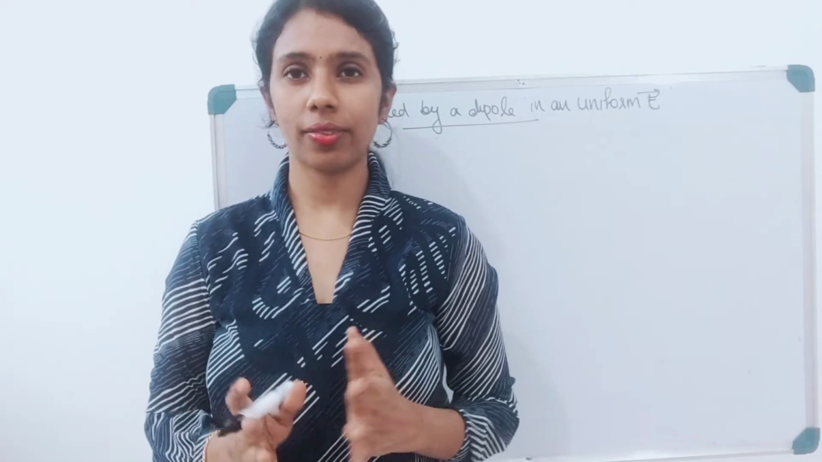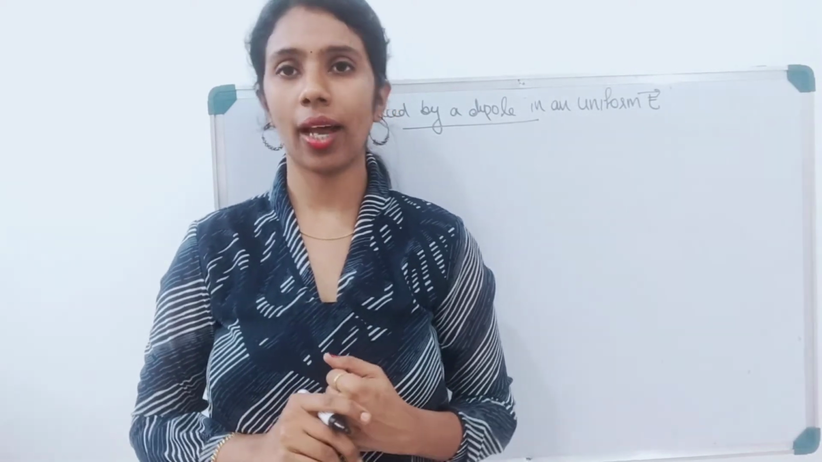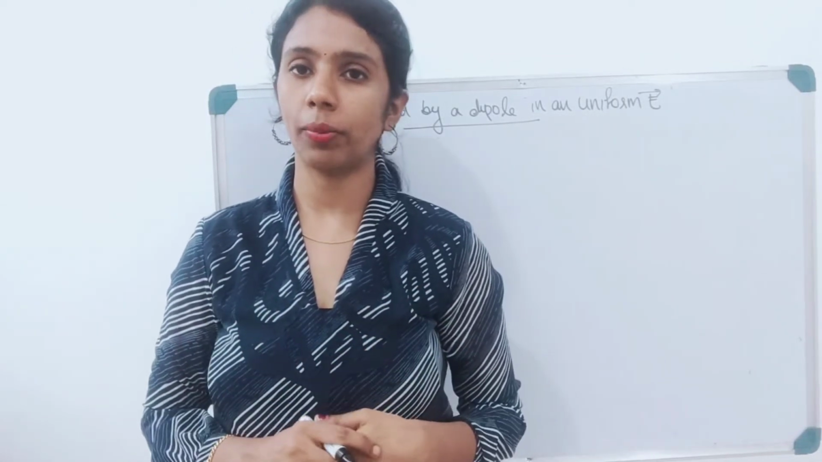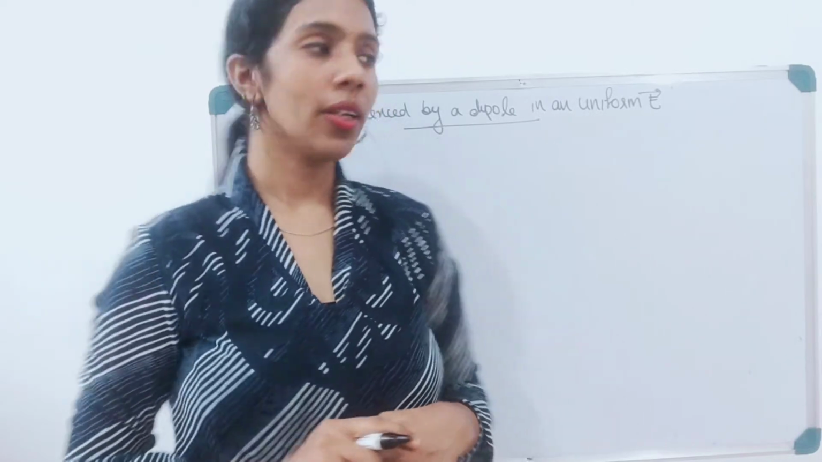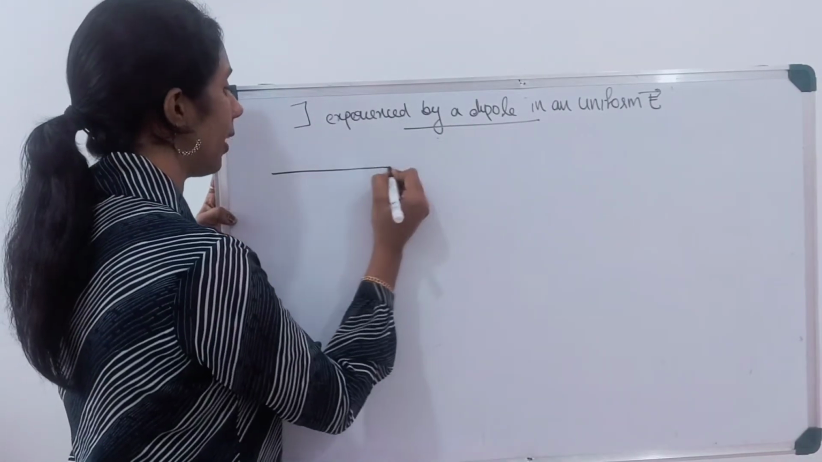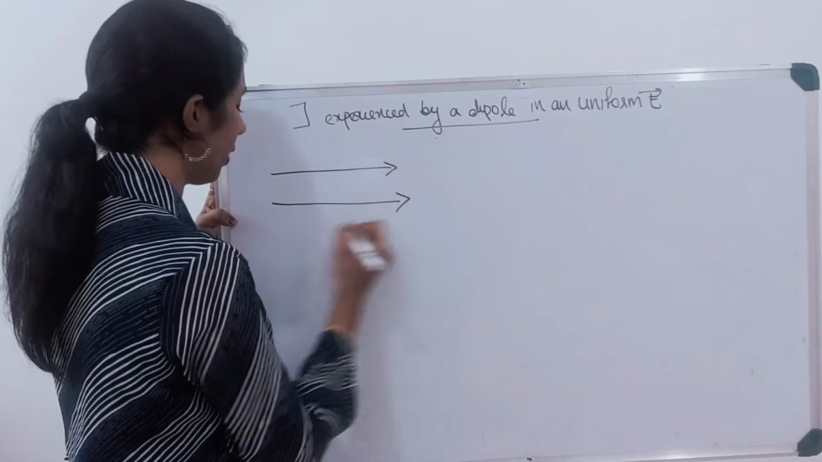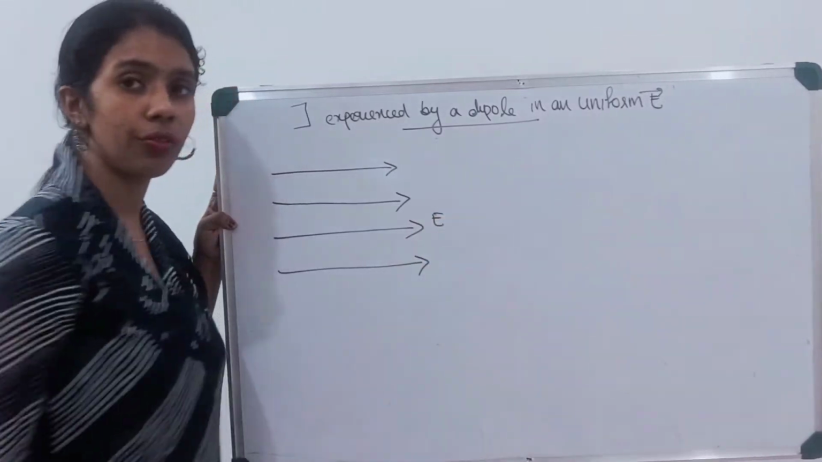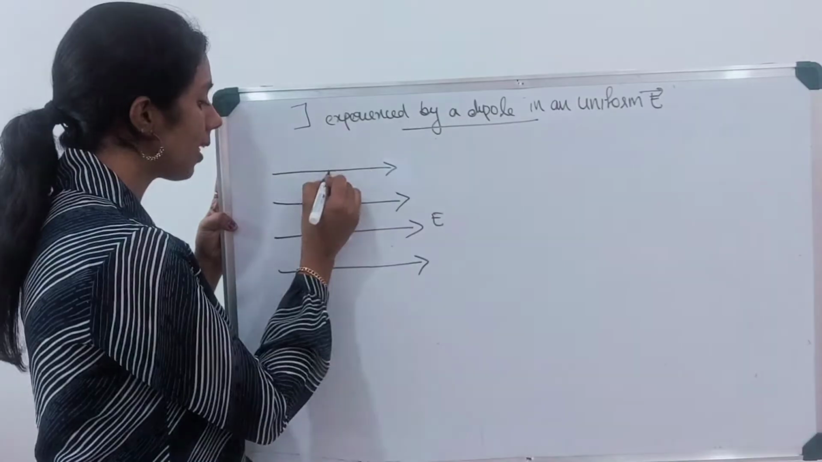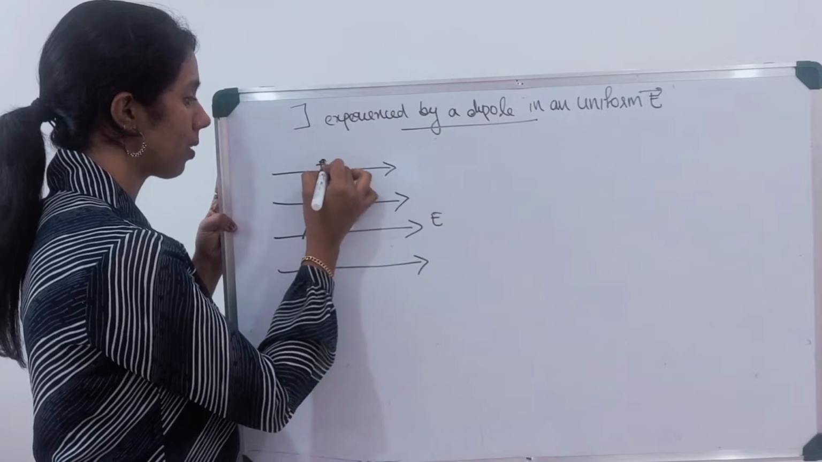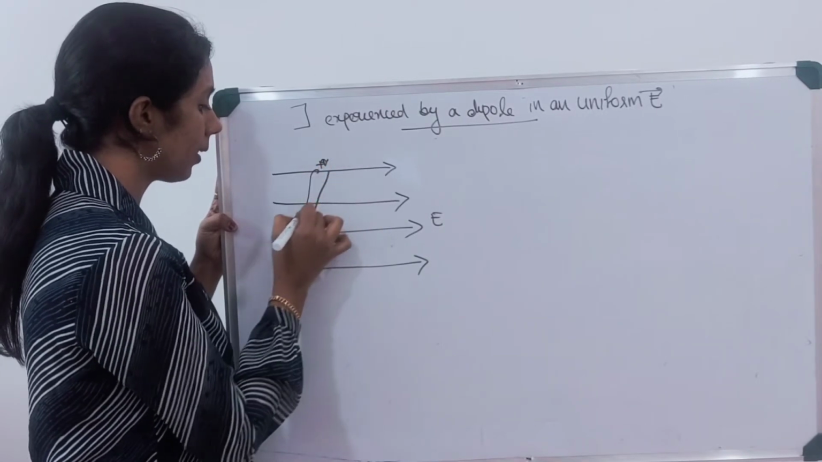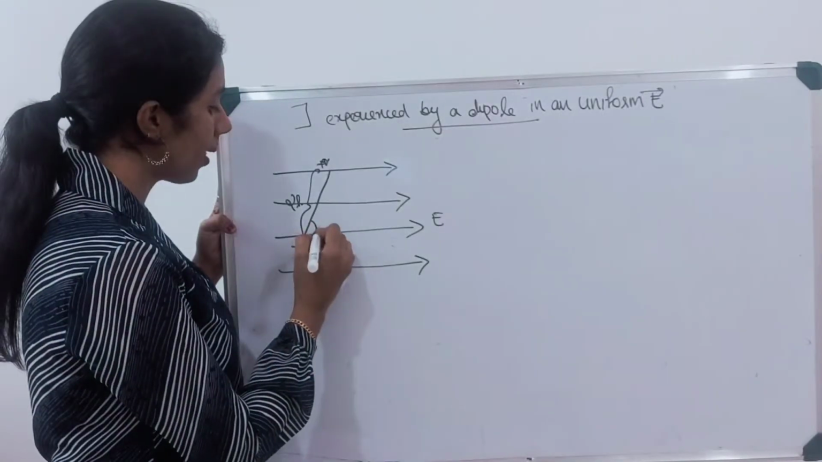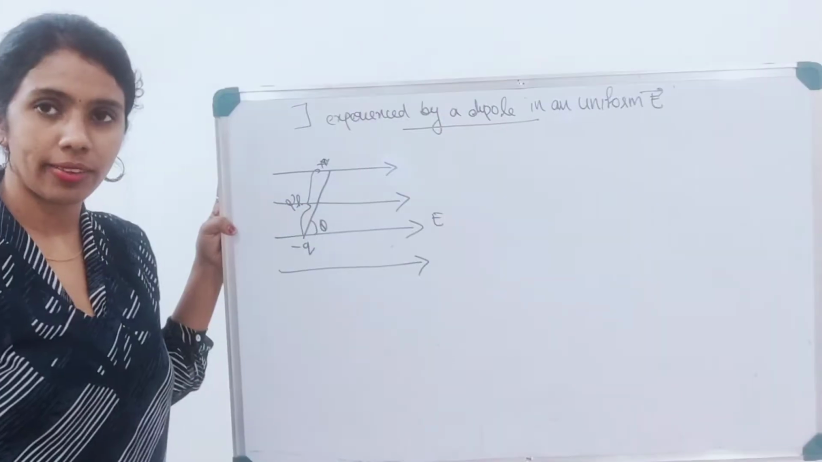Third part is to find the torque experienced by a dipole, where you have to diagrammatically represent it and also find the stable and unstable equilibrium of that dipole. So here we will consider a uniform electric field, where uniform electric field is always represented as straight parallel lines. So this is the uniform electric field. Here I am placing a dipole plus Q minus Q separated by a small distance 2L. Let this dipole make an angle theta with the electric field.